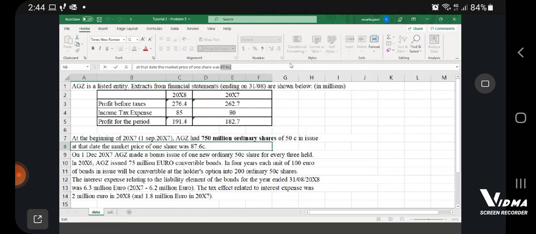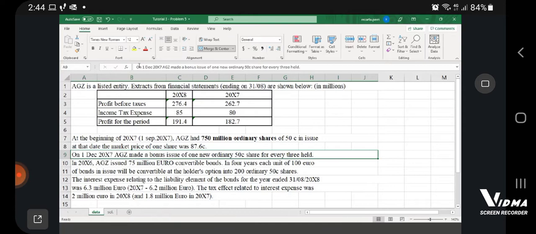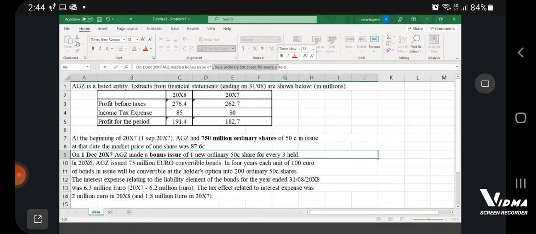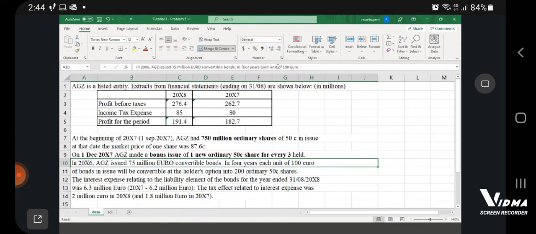Then what happens is that on 1st of December, let's count the months, from 1st of September to 1st of December, that means 3 months. Remember this because we may make a mistake again. We had a bonus issue, so remember how we treat the bonus issue. The bonus issue represented one new ordinary share for every 3 held. If we write it in numbers, it's easier, at least for me. Numbers are easier to understand than words. So again, we have made a bonus issue, one new share for every 3 that we are holding.